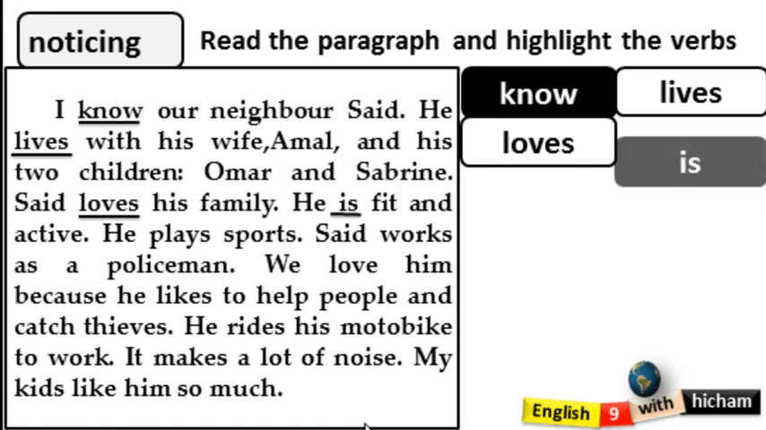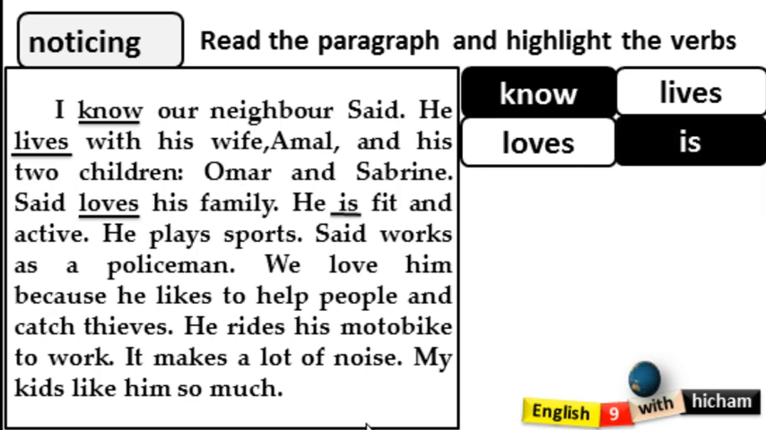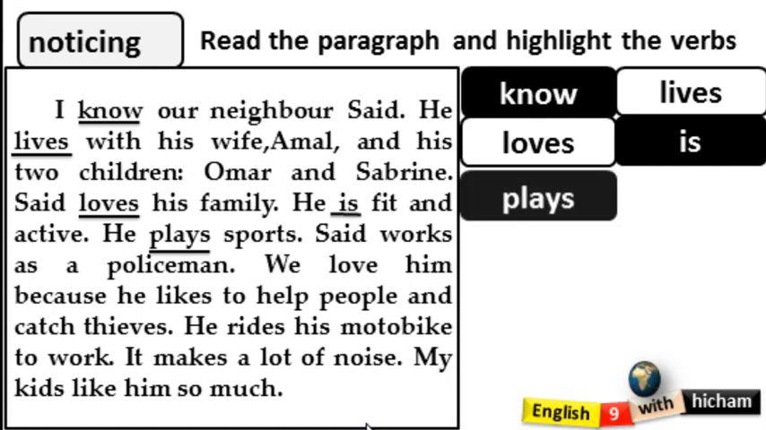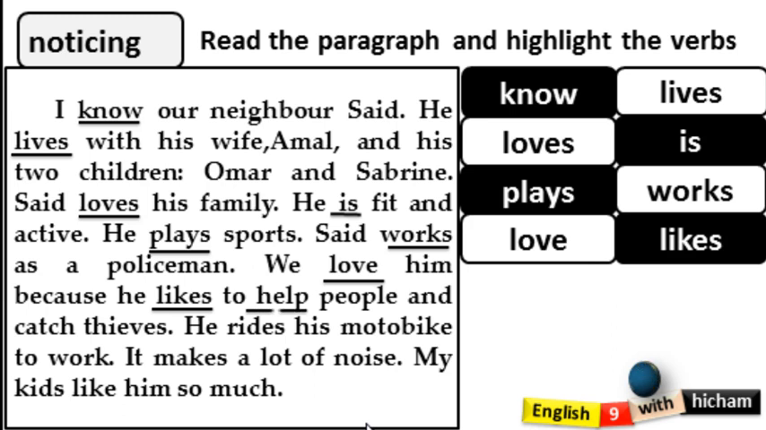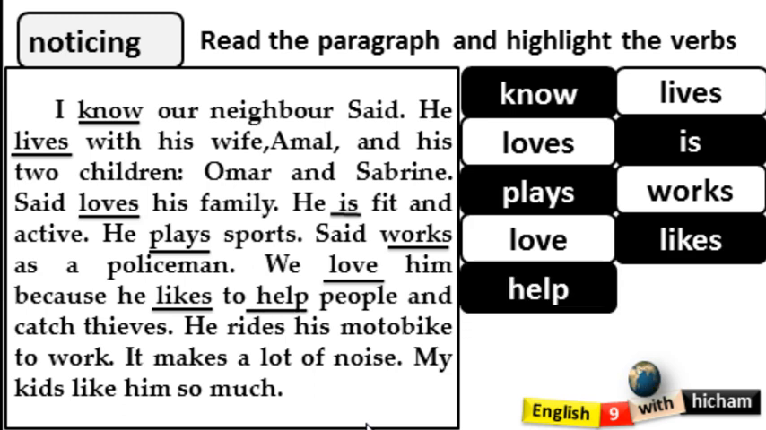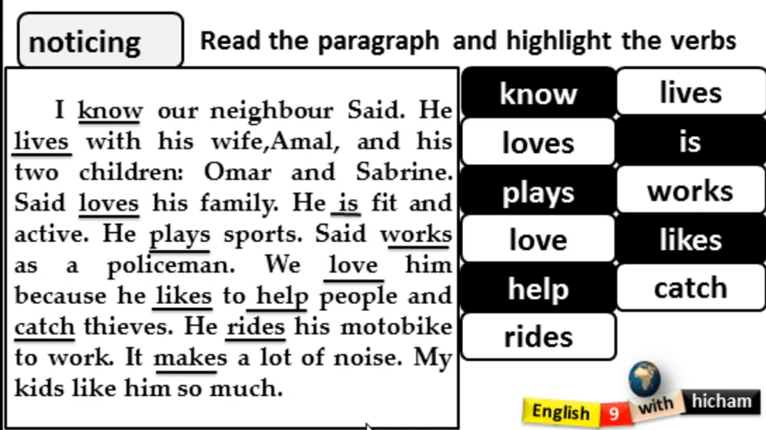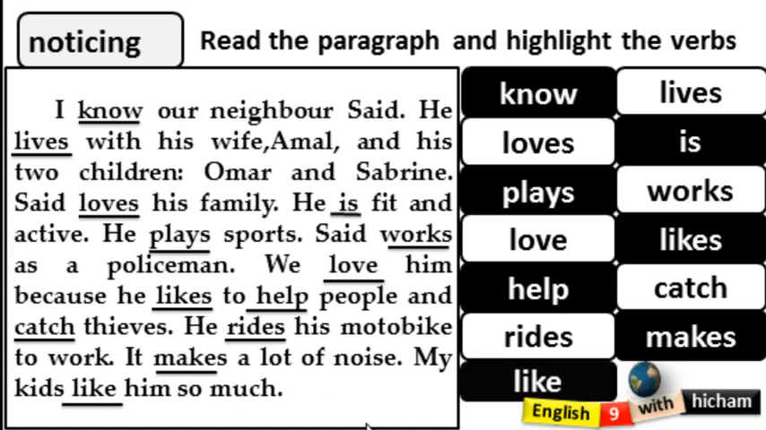Okay, and we have got the verb to be. Here it is, and then he plays, and then we have works, and the next verb is love. We love him because he likes to help people, and likes again, and we have help, and we have catch the thieves, and then we have ride his motorbike, and we have again it makes a lot of noise. We're talking about the motorbike. And do we still have other verbs? Yes, of course, we have the last verb here, which is like. So the kids like him so much.